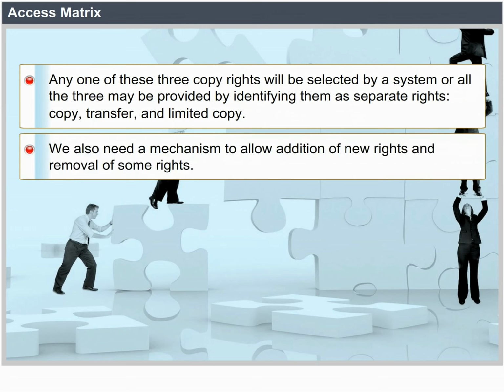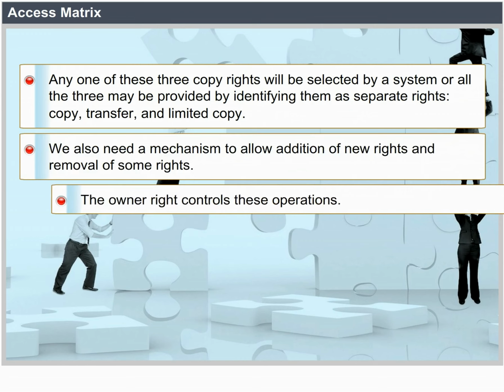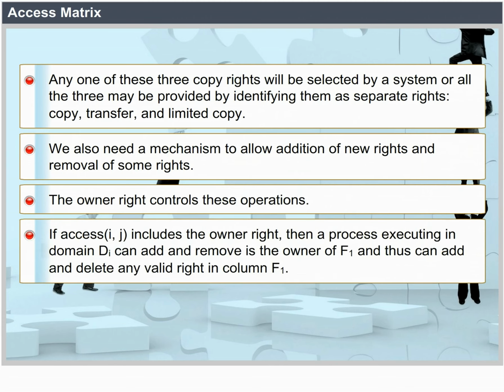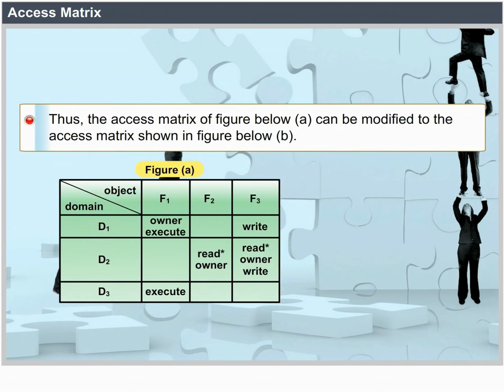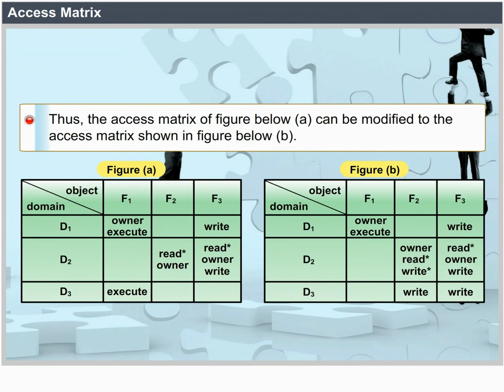We also need a mechanism to allow addition of new rights and removal of some rights. The owner right controls these operations. If access(i,j) includes the owner right, then a process executing in domain Di can add and remove rights. Domain D1 is the owner of F1, and thus can add and delete any valid right in column F1. Similarly, domain D2 is the owner of F2 and F3, and thus can add and remove any valid right within these two columns. Thus, the access matrix of figure A can be modified to the access matrix shown in figure B.